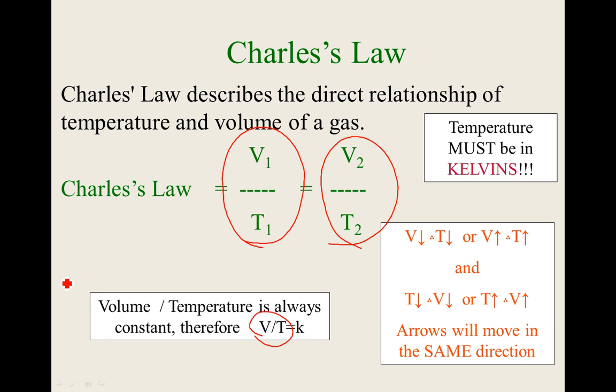Of course, we prefer the rectangles, so you're going to draw rectangles. V goes down, therefore T goes down, and V goes up, therefore T goes up. And what if I give you temperature first? You'll put that in the rectangle first, and if it goes down, volume will go down. If your temp goes up, and again, make sure it's converted to Kelvin, the volume should go up.